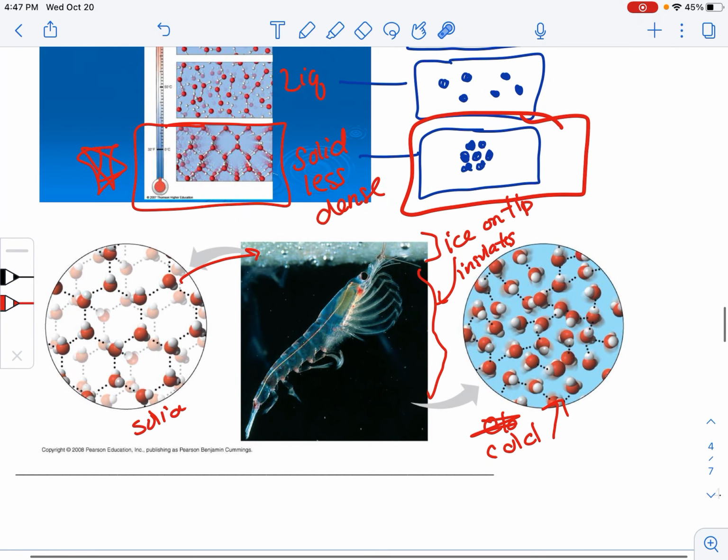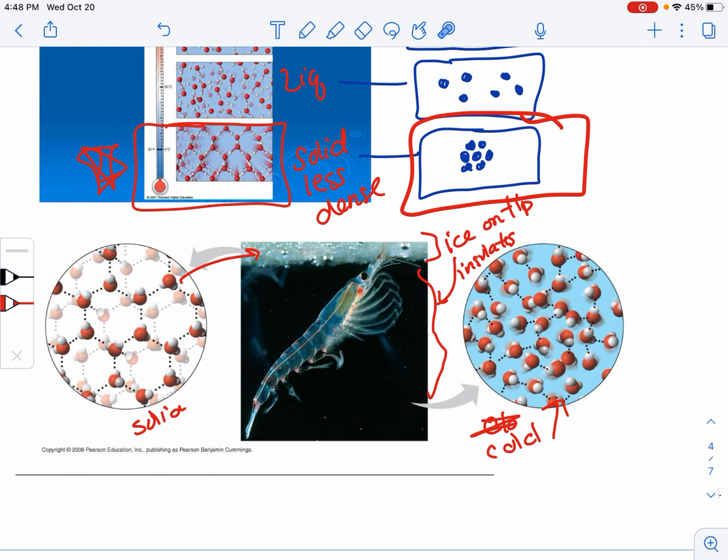And why is that important to living things? It's really important in aquatic ecosystems. So if this is like a lake, when ice freezes, it floats to the top. If you think about a frozen lake, it never freezes all the way through the bottom, and it doesn't freeze from the bottom up. The ice is always on the top.